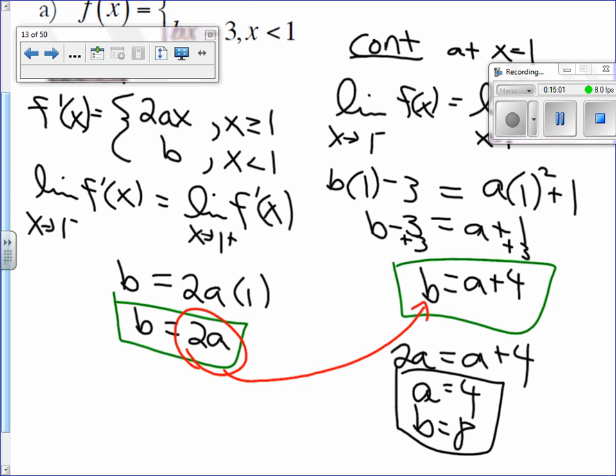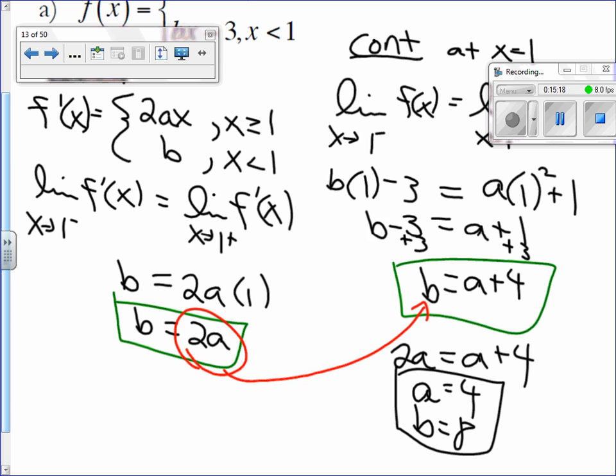So we just found the values of a and b that not only make this piecewise function continuous, but also differentiable. When those pieces come together, they're not only continuous, but they come together with the same slope, so it's nice and smooth.